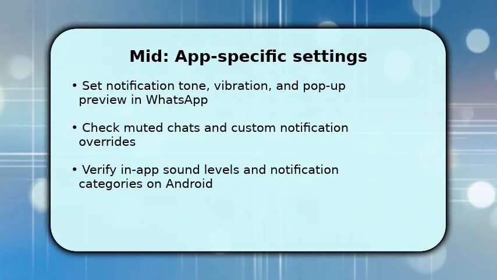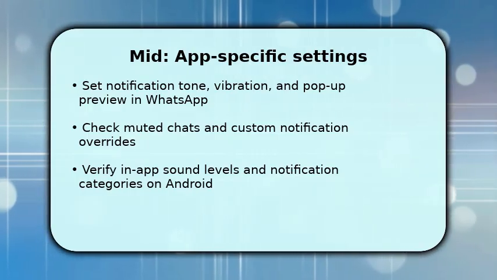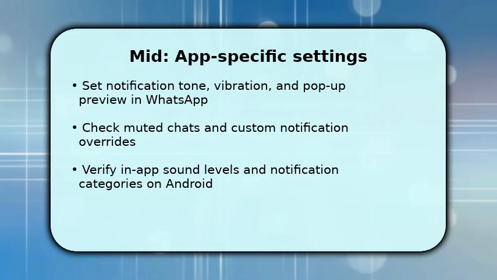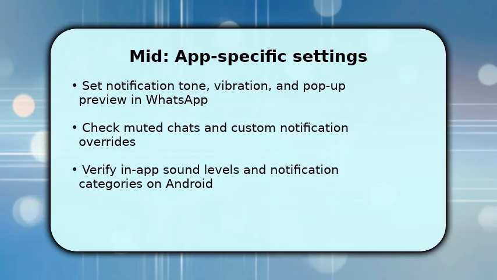Now fine-tune WhatsApp itself so alerts are noticeable. You should set distinct tones and enable vibration and pop-up previews for messages and groups. This helps you differentiate. Next, scan your chat list.